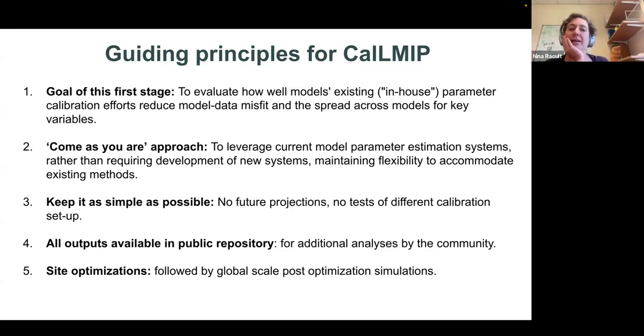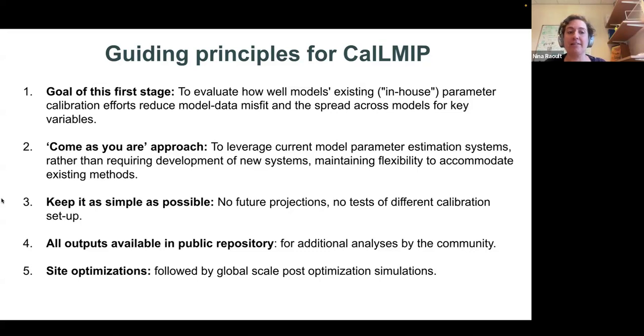And we've wanted to keep this relatively simple and have it as a come as you are approach. And this is really to let most groups participate. We don't want people to have to develop whole new systems and learn new methods that they're not familiar with. It's really about what you have in-house and what you can use in this first phase of the project. And to also keep it simple, we're not going to be looking at future projections at this stage. And like I said, we're not going to ask people to do complicated calibration setups they're not used to working with.